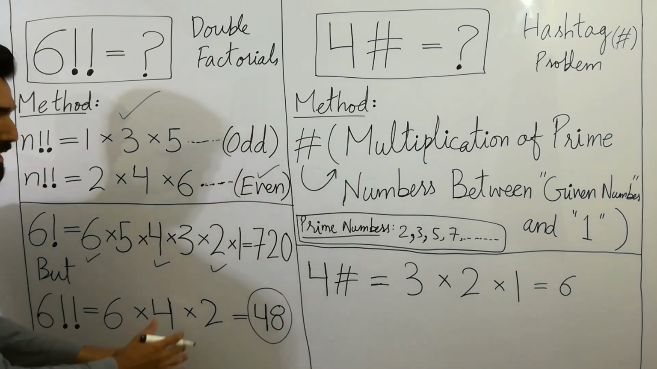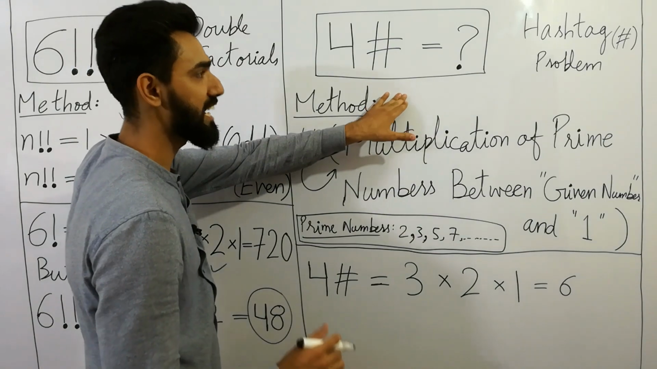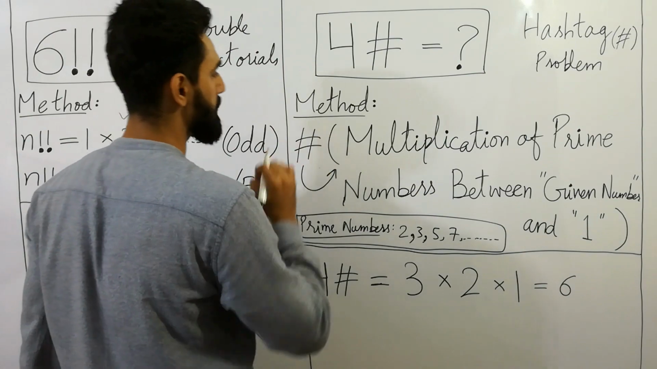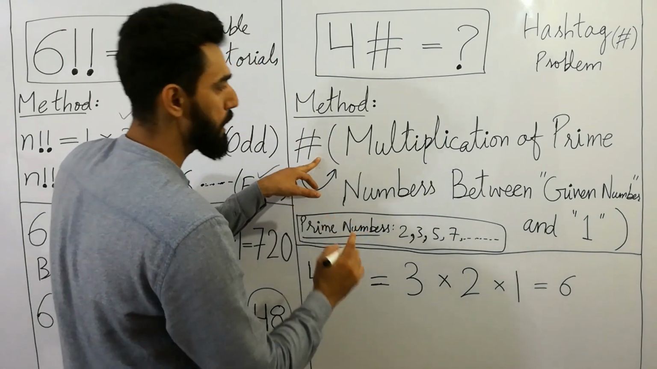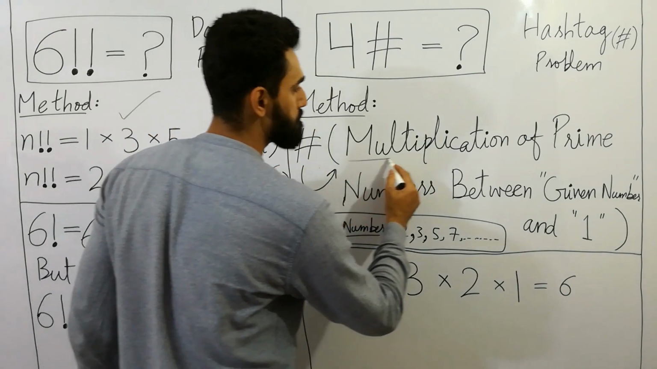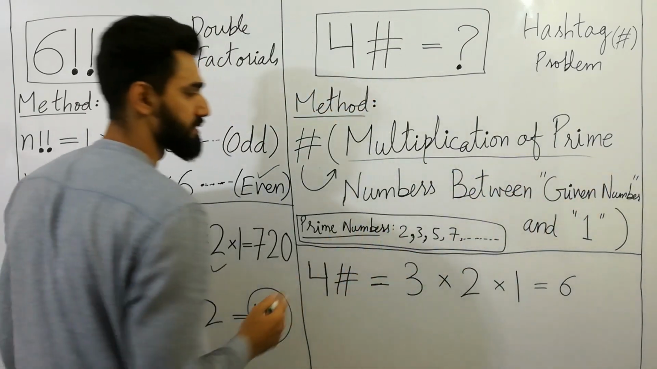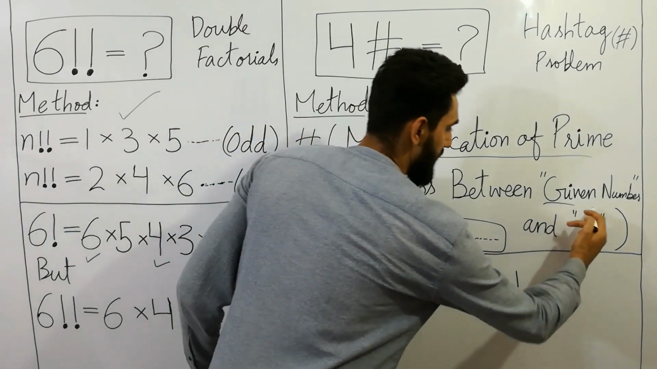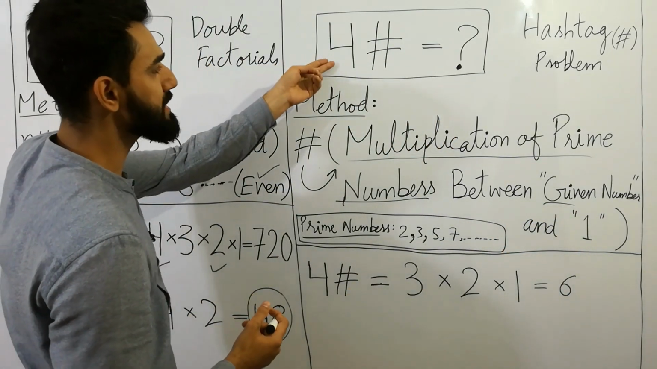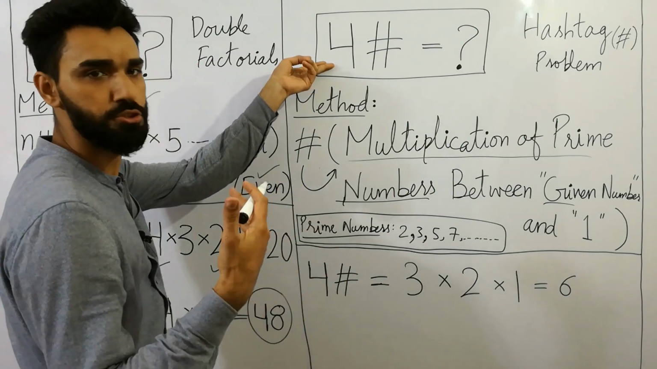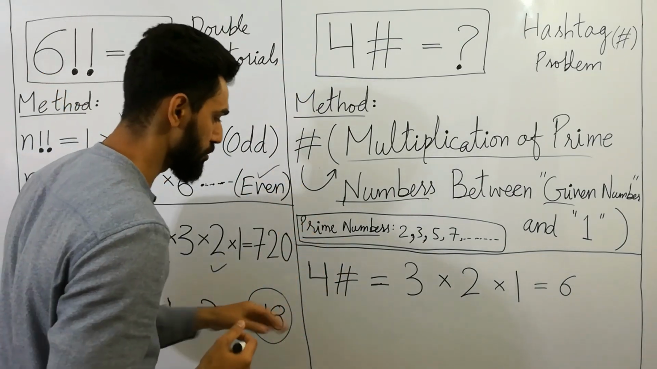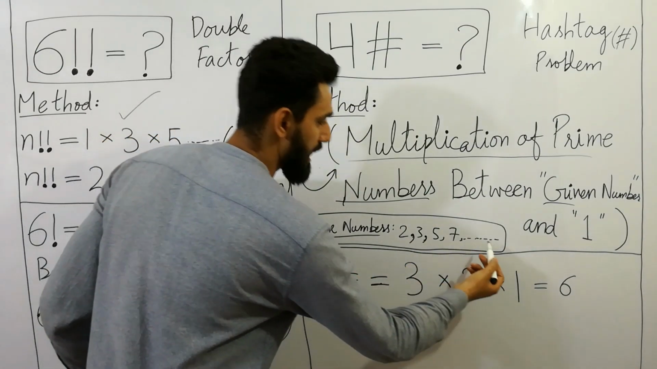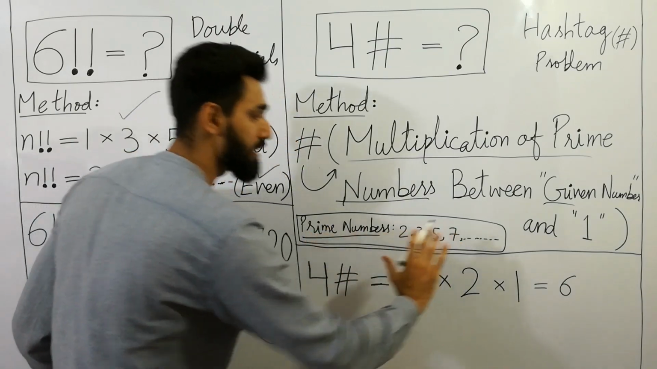Just multiply. Now I'm going to discuss the hashtag. What are the hashtags in mathematics? Here the method is very simple. In hashtag, you must remember that we multiply prime numbers. Multiplication of prime numbers between the given number and 1. Given number, you can say that 4 is the given number, or 5, or 6, let's suppose. So here you can easily calculate, and prime numbers are 2, 3, 5, 7, 11, 13, 19, 23. These are the prime numbers.